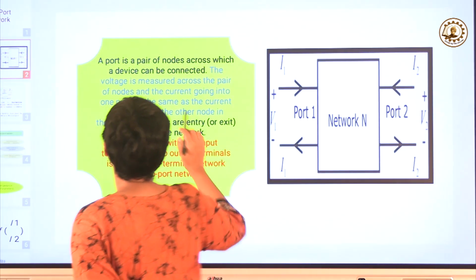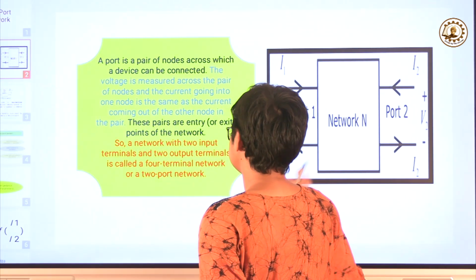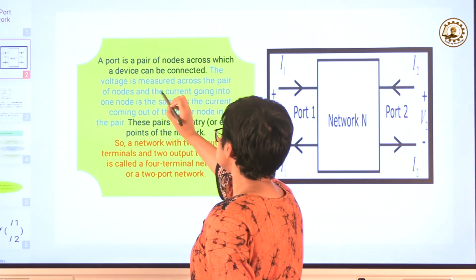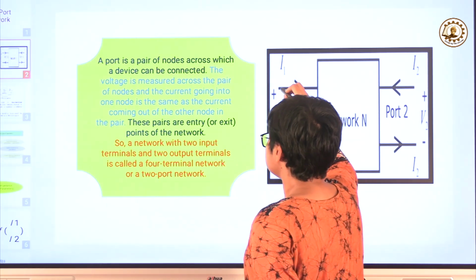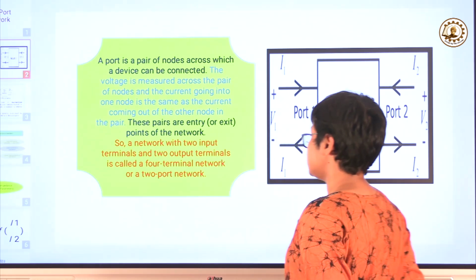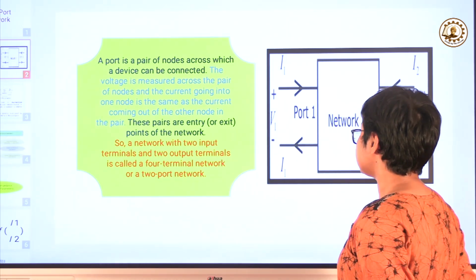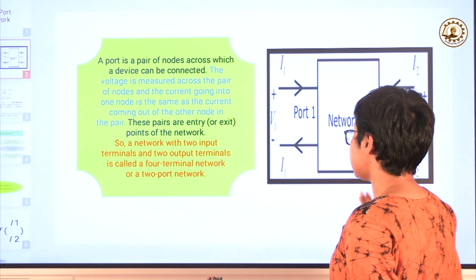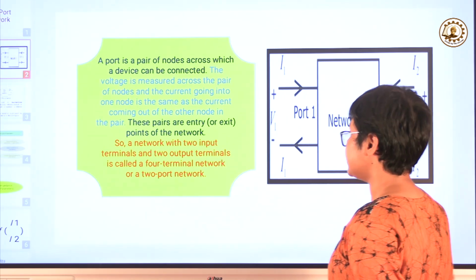So basically, there are variables which are involved in a network. The basic variables are voltages and current. The voltage is measured across the pair of nodes and the current going into one node is the same as the current coming out of the other node. So these pairs of nodes are called entry and exit points of the network. So a network with two input terminals and two output terminals is called a four-terminal network or a two-port network.